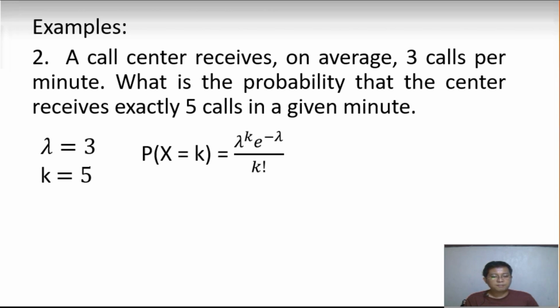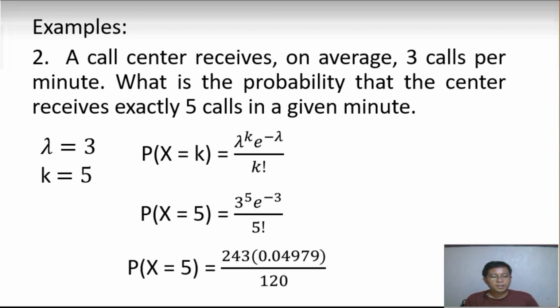So let us follow the probability mass function. By substitution, this would be equal to the probability of x equals 5 equals 3 to the 5th power times e raised to negative 3, all over 5 factorial. So therefore, that's equal to 243 times this decimal all over 120. Simplifying this, we now have the answer as approximately equal to 0.1008.